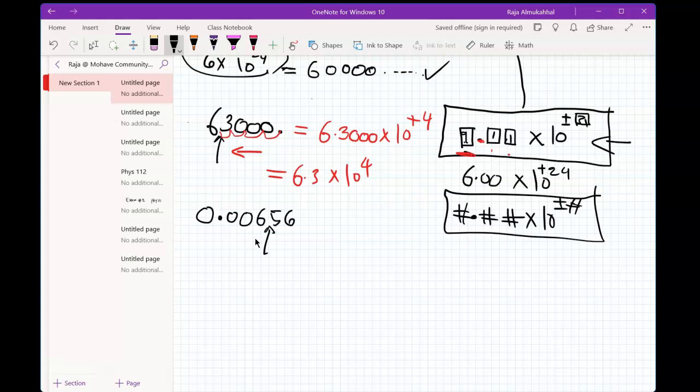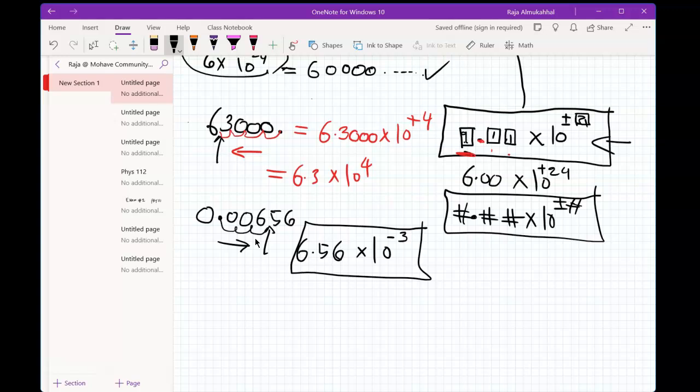So how many steps is that? 1, 2, 3. So I get 3 steps, and I'm moving to the right. That's a minus. So it becomes 6.56 times 10 to the power of how many steps? 1, 2, 3, to the negative 3. And there we go. This is how you would write it down. Okay? Good.